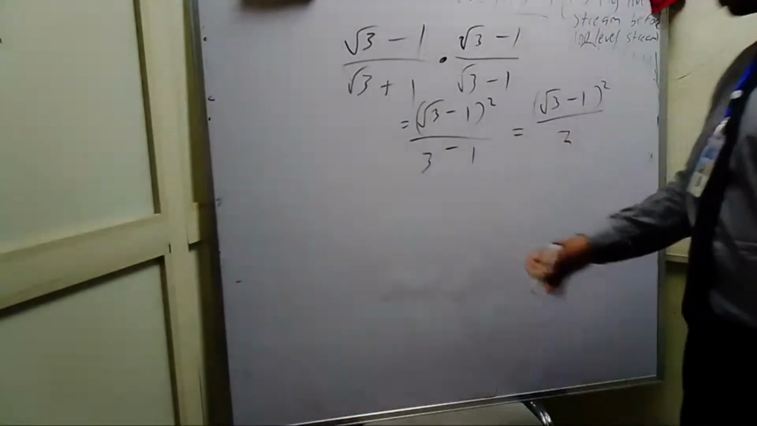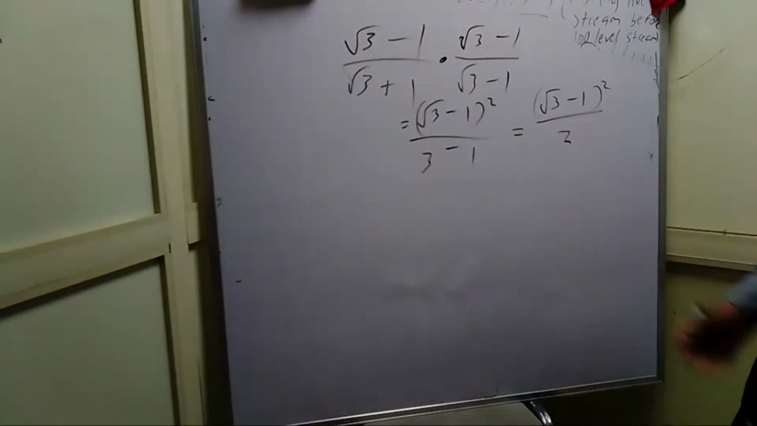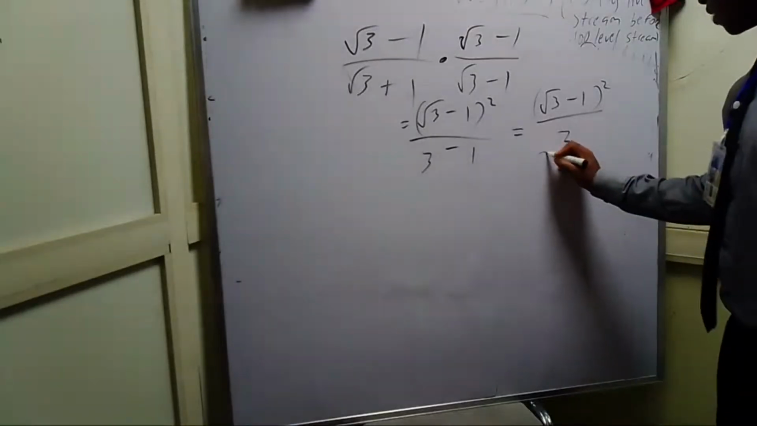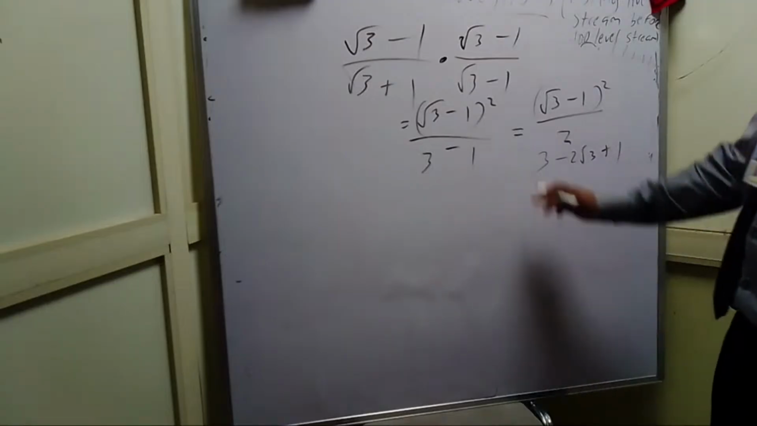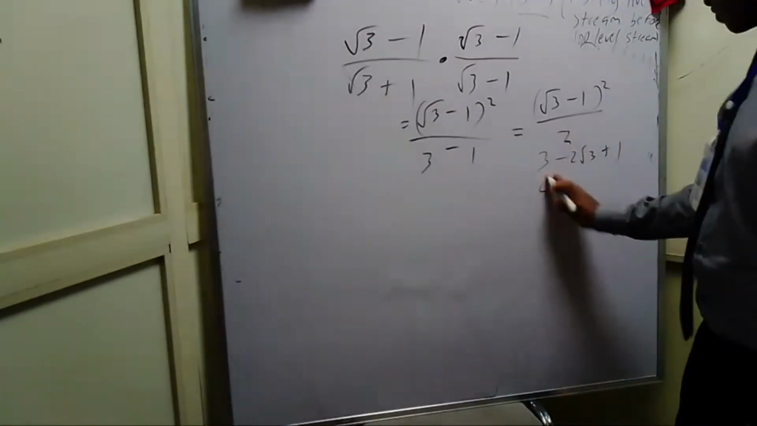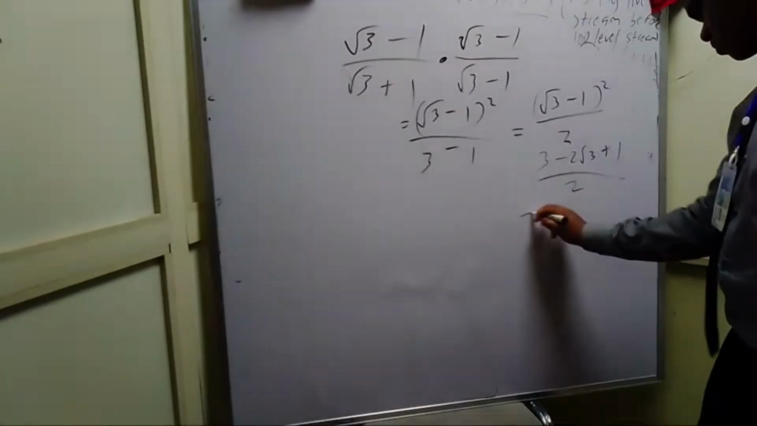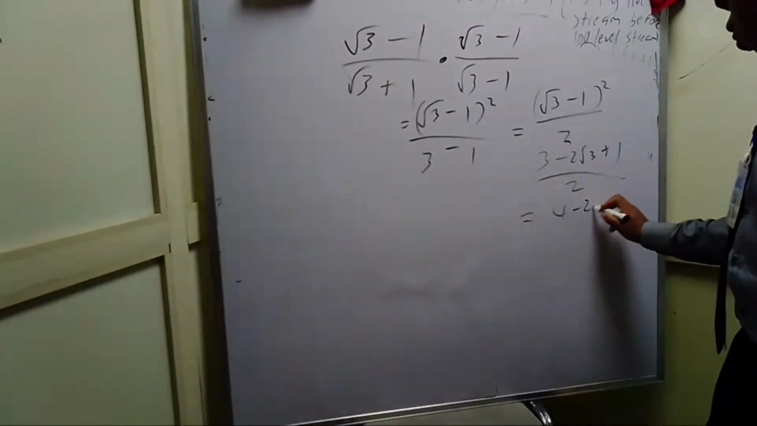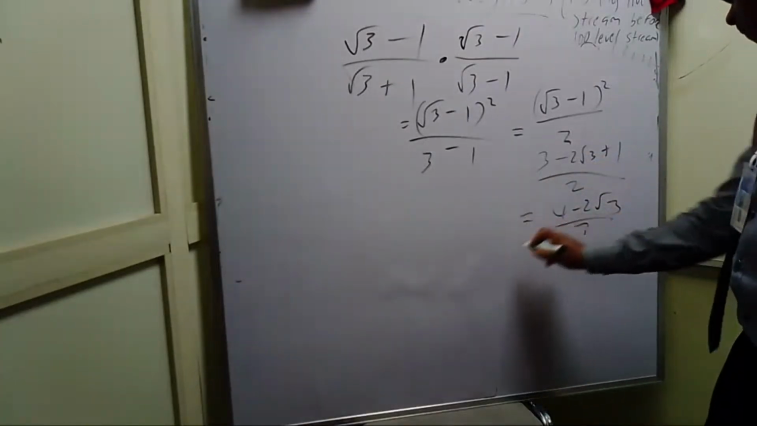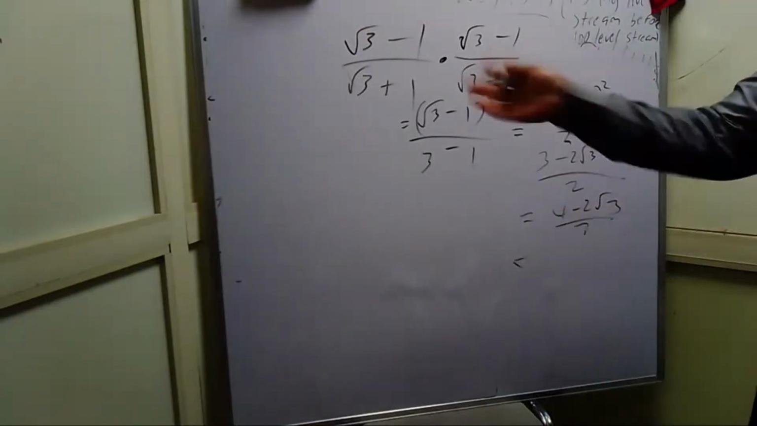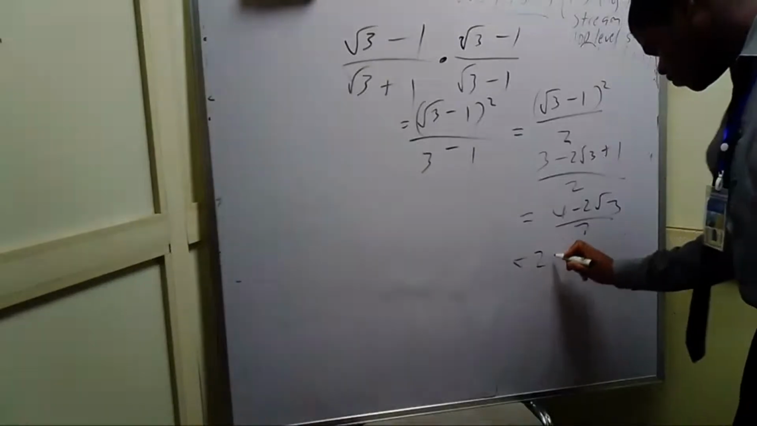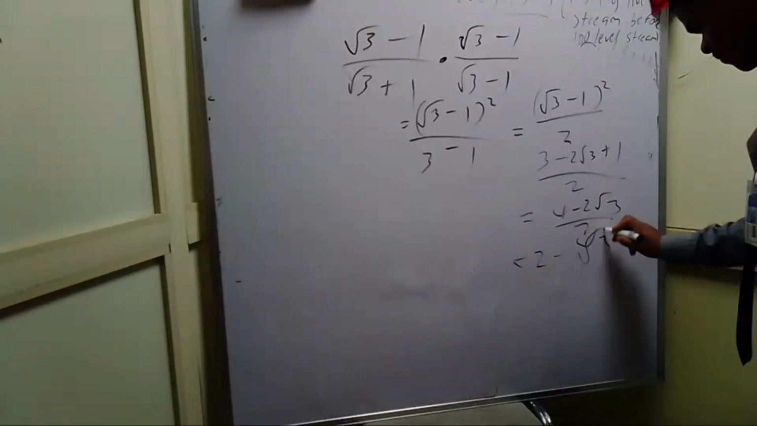Square root of 3 minus 1, all squared. Same way you have been multiplying all your brackets, you expand this bracket the same way. You have 3 minus 2 root 3 plus 1, all divided by 2. 3 plus 1 is 4, so 4 minus 2 root 3 divided by 2. Just divide all through by 2, and you have 2 minus root 3.